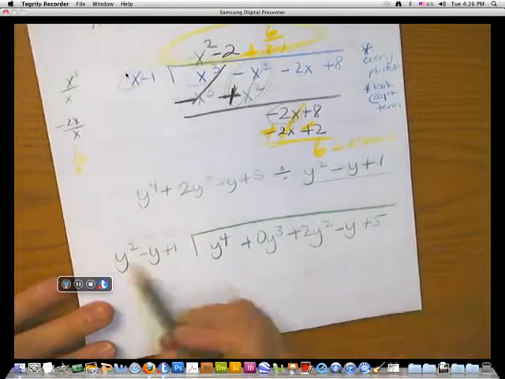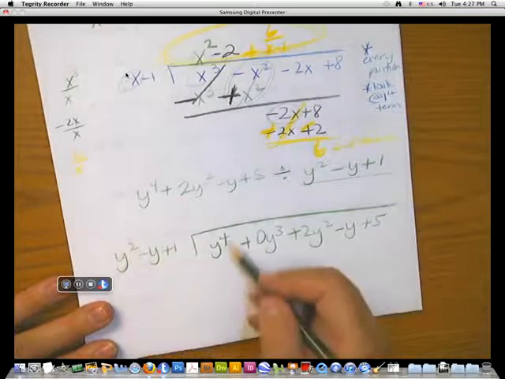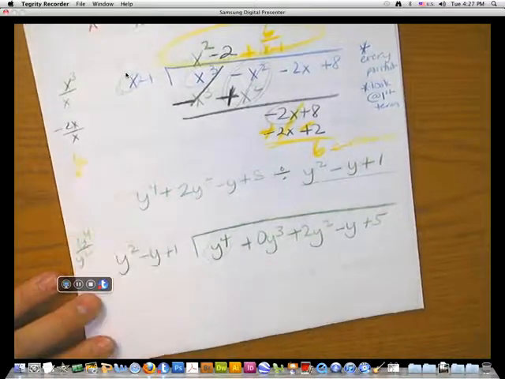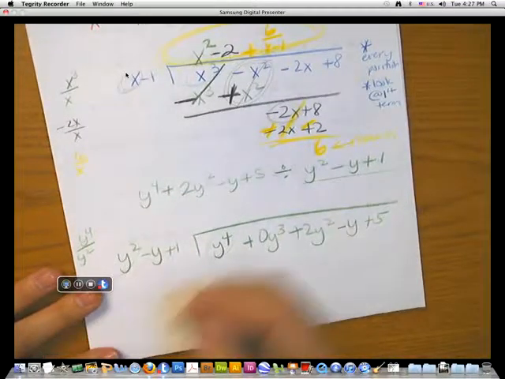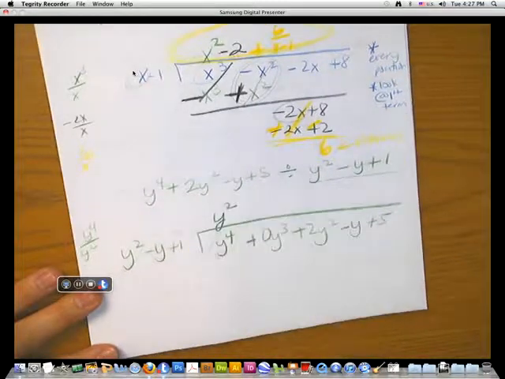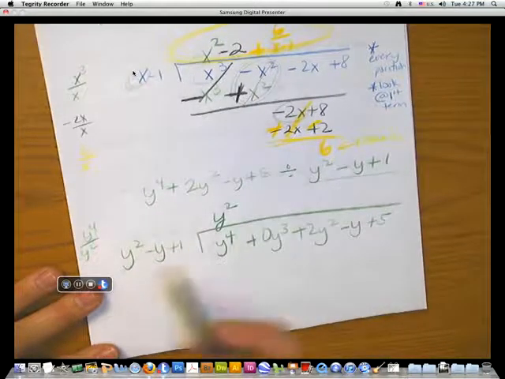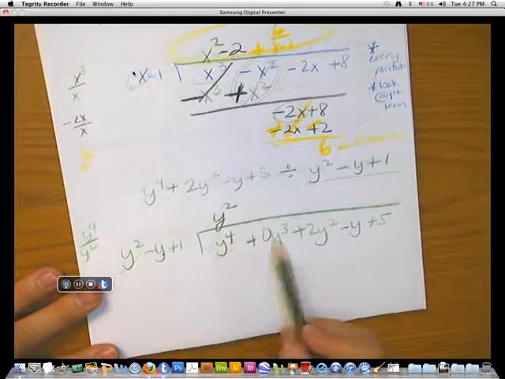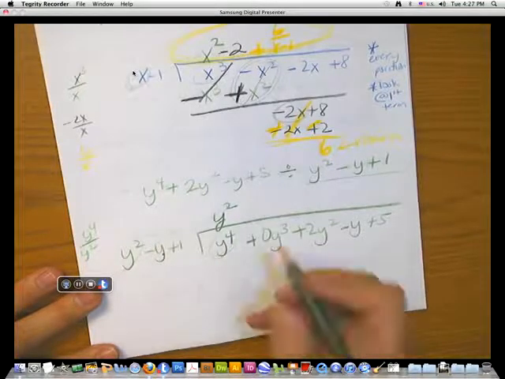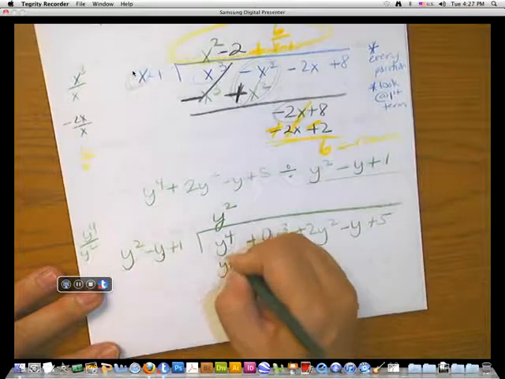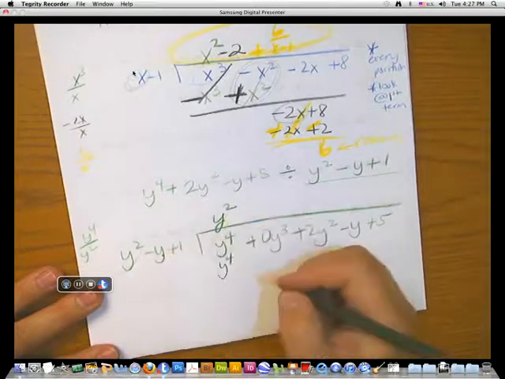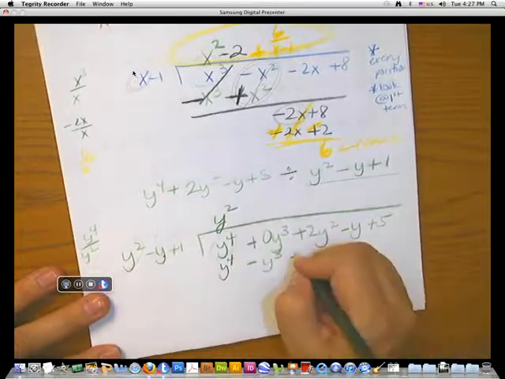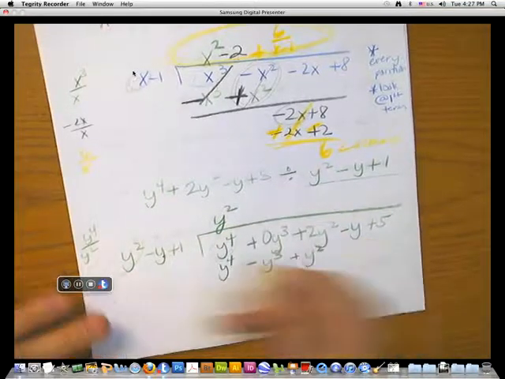Okay, now I look at the first terms. y squared, y to the fourth. So how many squareds go into y to the fourth? And hopefully we know that to be y squared. When I multiply, I need to make sure I multiply to everything, and I need to make sure I line it up to its proper position. So y squared times y squared is y to the fourth. y squared times negative y is negative y cubed. y squared times 1 is y squared.